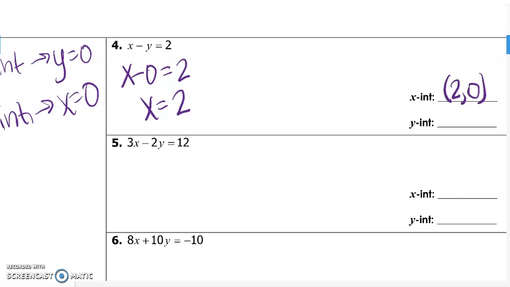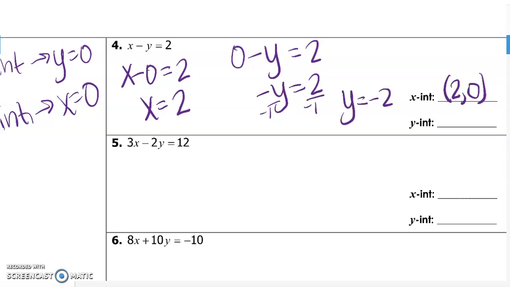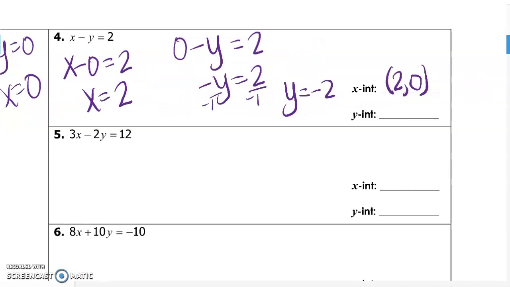The y-intercept, we would have 0 minus y equals 2. So negative y equals 2, divide by negative 1, y equals negative 2. So 0, negative 2 is your y-intercept. Again, we always write them as ordered pairs.